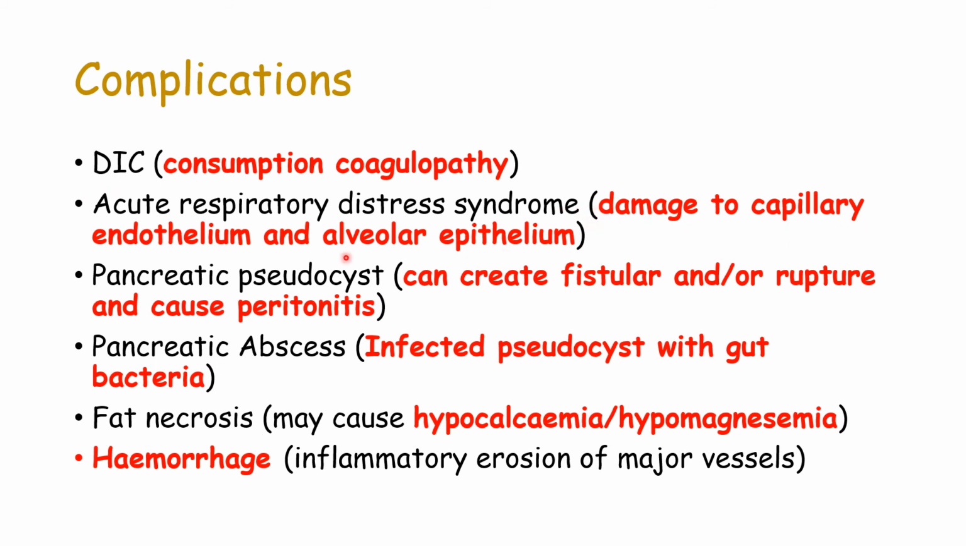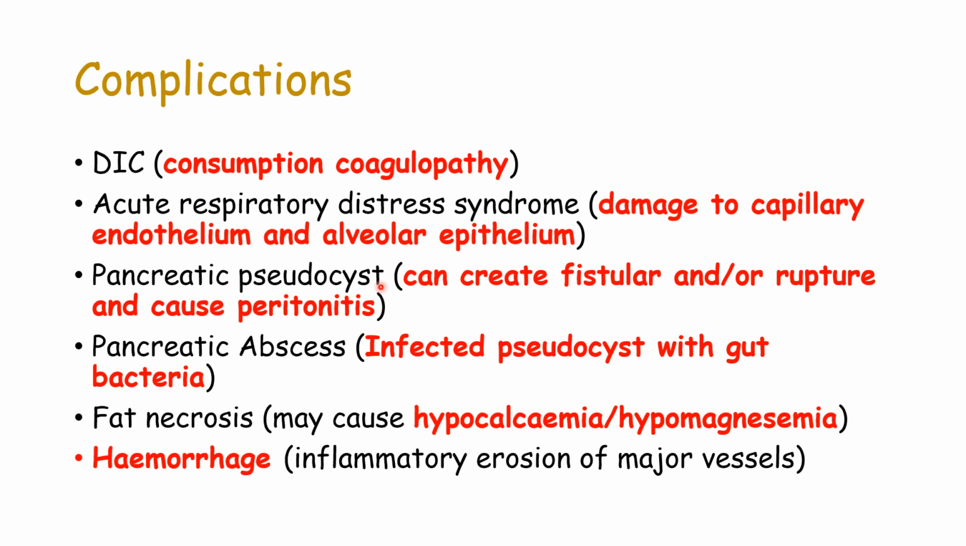It's caused by damage to the capillary endothelium and the alveolar epithelium, and this can cause damage to the lungs from acute pancreatitis, and it can be deadly. Again, in the first 7 days, this is more likely to be one of the reasons that kills them. Pancreatic pseudocysts can also form, and the main problem is that they can create fistulas and or rupture. And when they rupture, they can cause peritonitis, which is very, very serious. So pay attention for these pseudocysts.